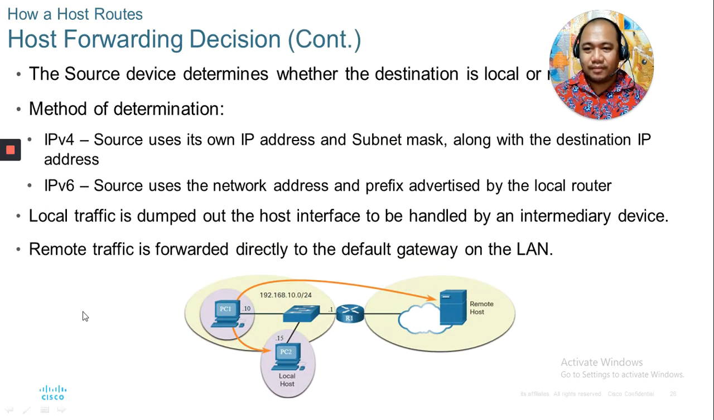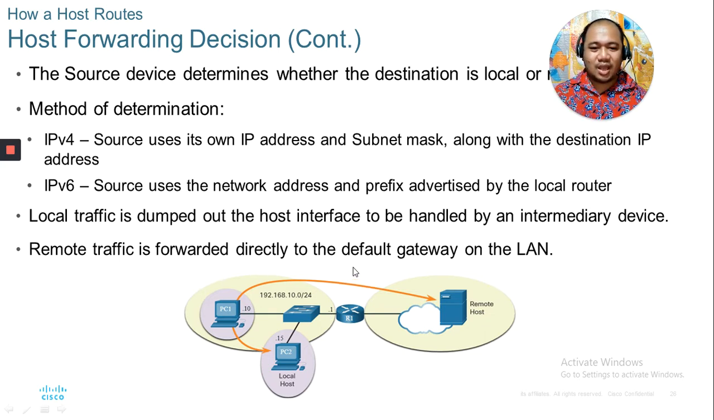Okay, forwarding decision. As the method of determination, the IPv4 source uses its own IP address and subnet mask along with the destination IP address. The same goes for IPv6, which uses the network address and prefix length advertised by the local router. Local traffic is dumped out of the host interface to be handled by intermediary devices, which are the LAN switch or your router. A switch refers to layer 2, a router to layer 3.